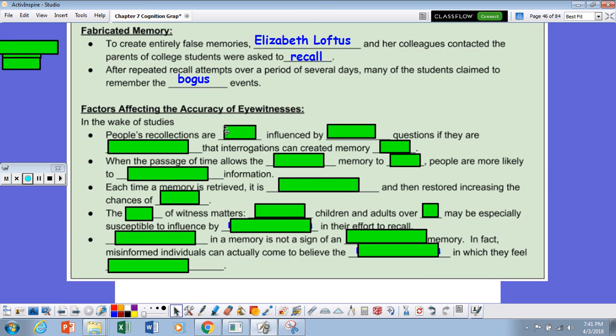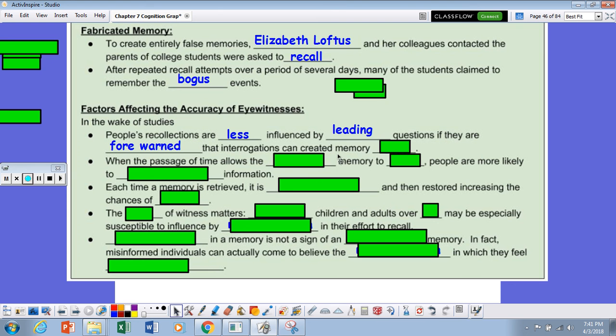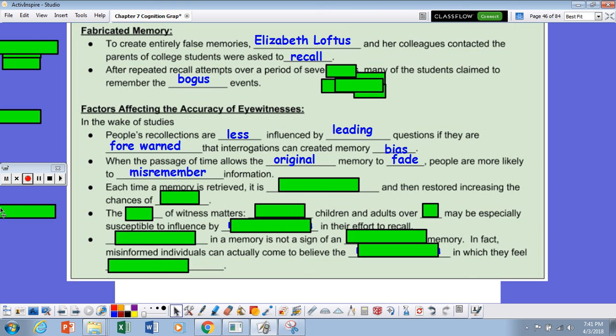Factors affecting the accuracy of eyewitnesses. In the wake of these studies, people's recollections are less influenced by leading questions if they are forewarned that the interrogation can create some type of memory bias. When the passage of time also allows the original memory to fade, people are more likely to misremember information. Each time a memory is retrieved, it is reconstructed and then restored, increasing the chances of error.